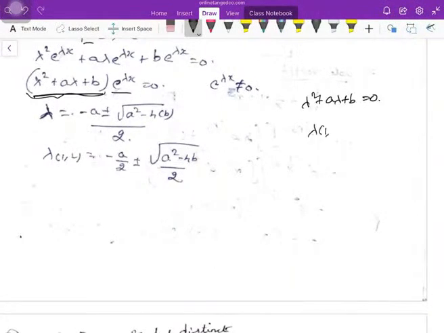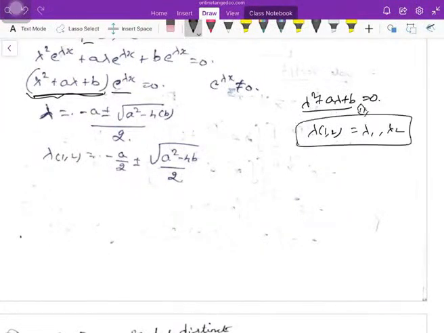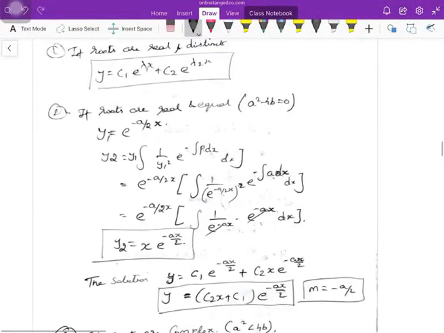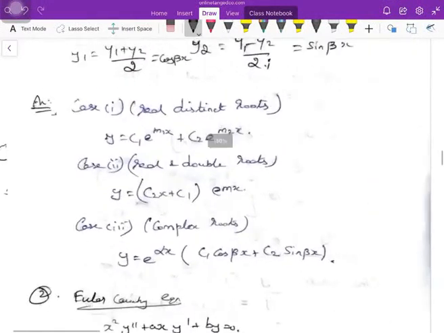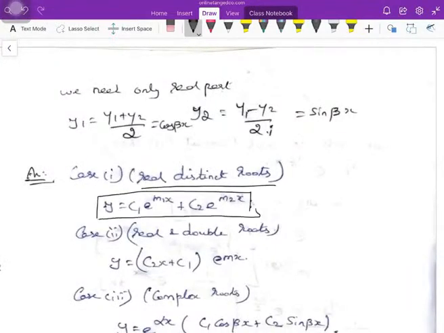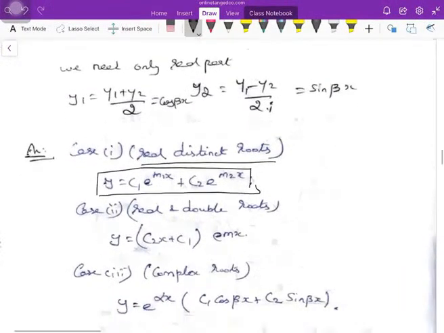Since it is a second order polynomial equation, we'll get two solutions, lambda 1 and lambda 2. If you solve this, two roots will come. Just note down the formula, that's all. If both the roots are real and distinct, then the answer is c1 e power lambda 1 x plus c2 e power lambda 2 x, that's all. If the roots are real and equal, then the answer is c1 plus c2 x into e power lambda x.